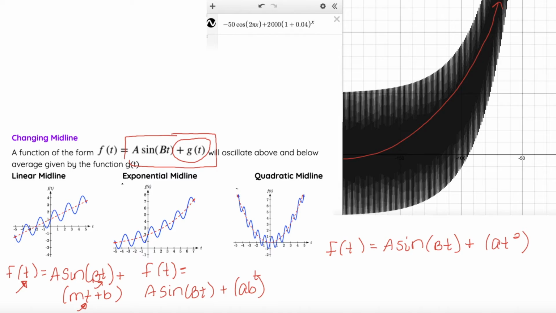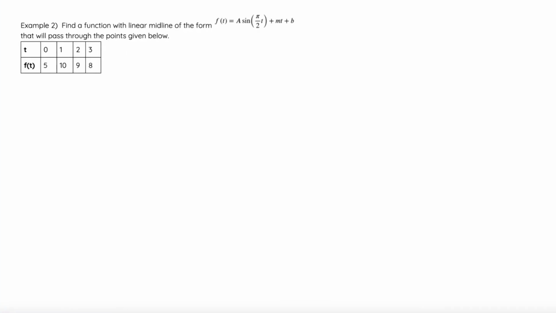So let's head over to slide 3, where we can take a look at an example. Find a function with a linear midline. So it's telling us that we do in fact have a linear midline. We know in this particular instance our midline is going to be, it gives us the form here. And notice that it's already giving us some key information. We're just going to have to find the amplitude. It's already telling us the period, or the b value, I should say. But what can we gather from that?